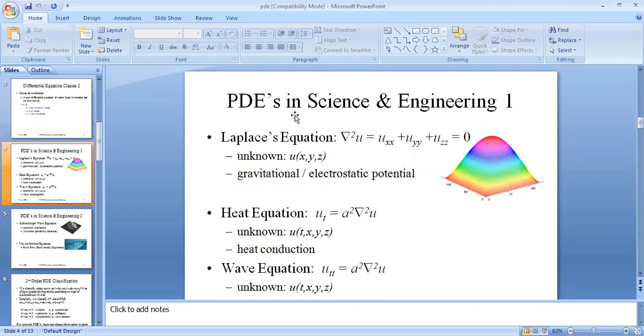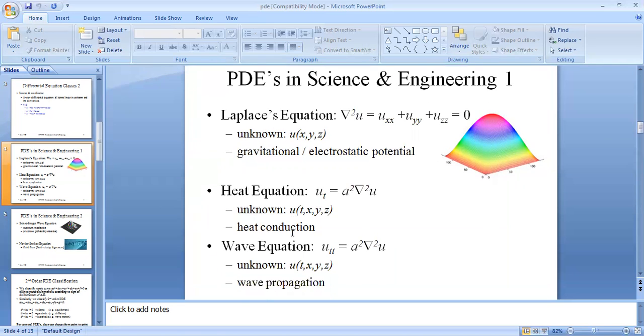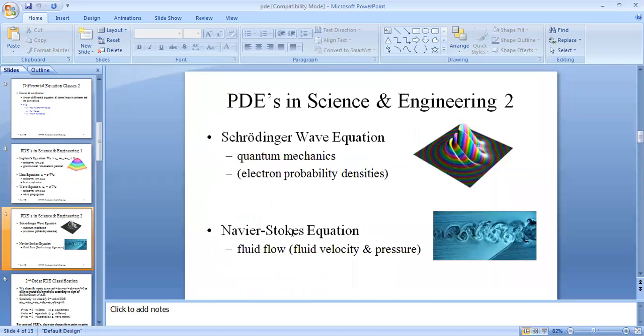In science and engineering, there are linear partial differential equations and non-linear partial differential equations. These are the types of linear partial differential equations of second order. Actually there are three types: the Laplace equation, heat equation, wave equation, etc. And other differential equations are the Schrodinger wave equation and the Navier-Stokes equation. These are also partial differential equations, which are frequently used in science and engineering.